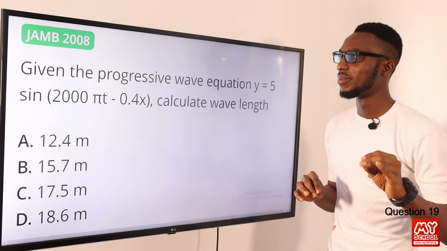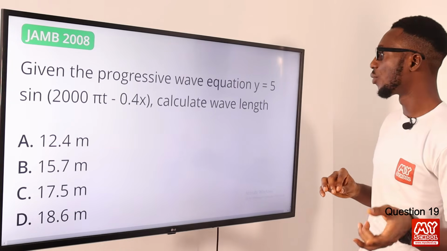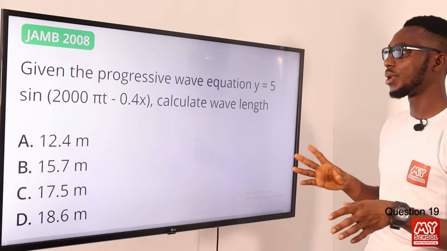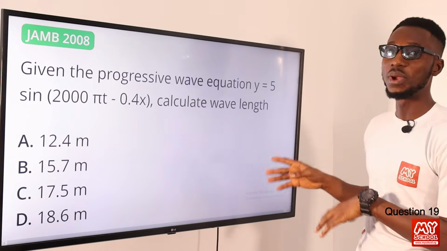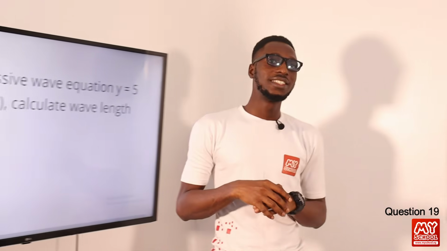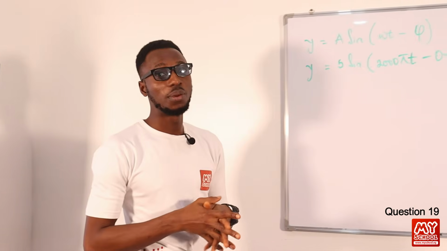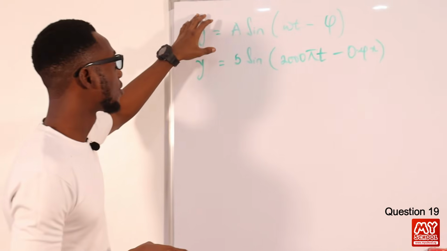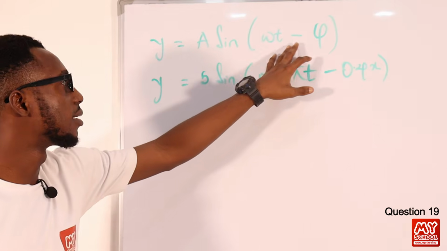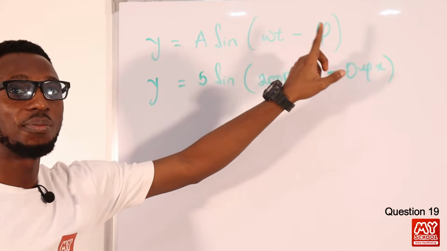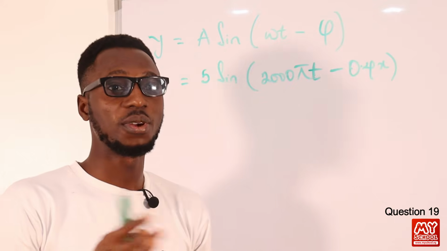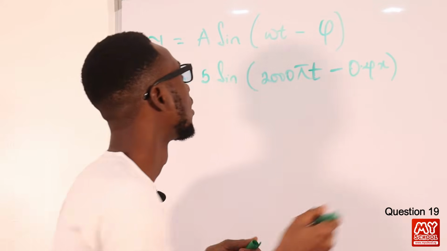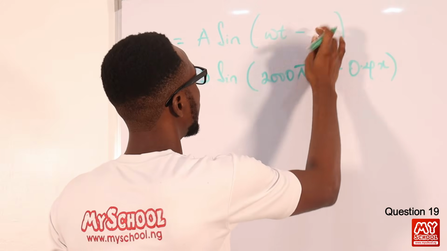Number 19. Given the progressive wave equation y equals 5 sine (2000 pi t minus 0.4 x), calculate the wavelength. We recall the equation for a progressive wave. We can use this representation: wavelength, then phase angle. You remember that phase angle equals kx. Let me just do this.